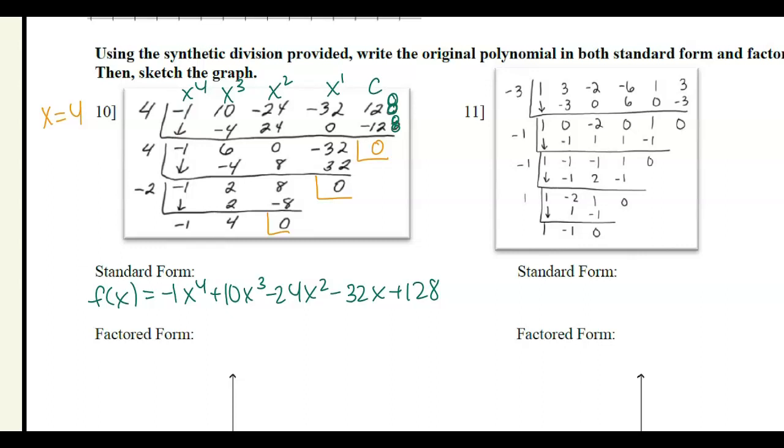How would I write that as a factored form? How would I write it? X minus 4. Okay, so that's one of them. That's the first one. We have another x equals 4, which means x minus 4 is another factor. When you look here for the last one, 2, I have negative 2, and that 0 is my remainder. So x equals negative 2. If I was to write that in its factored form, what would it look like?